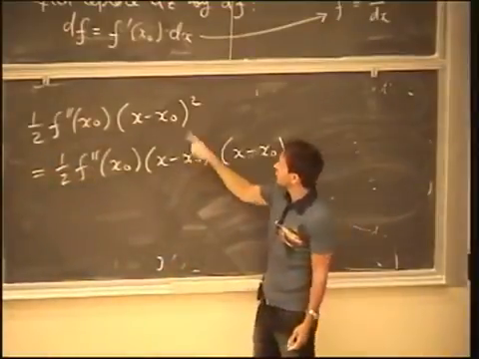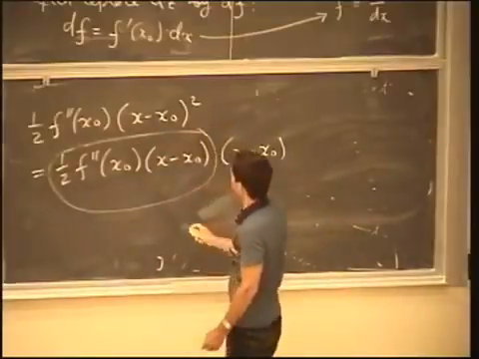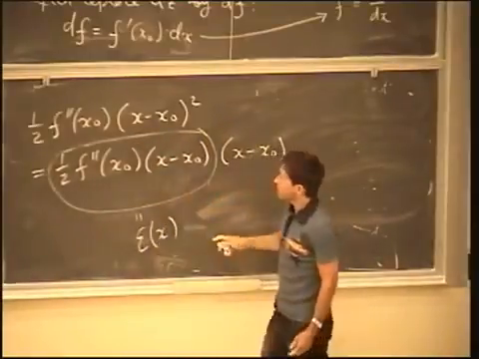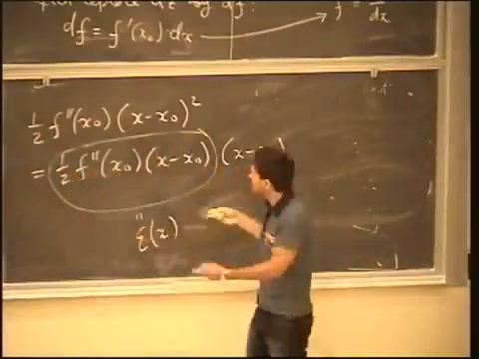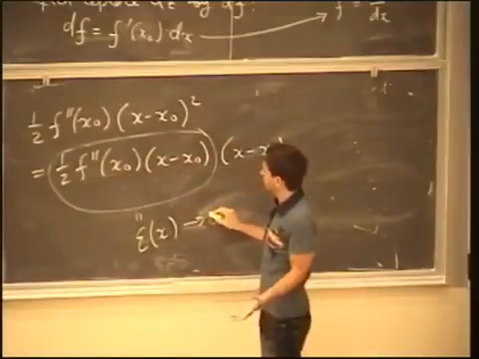I mean, I've done nothing. I just wrote the square as a product. And after this, I take this piece and call it epsilon. So then what I get is epsilon times x minus x0. The point is that this guy by itself goes to 0, right? It goes by itself to 0 because this is finite.